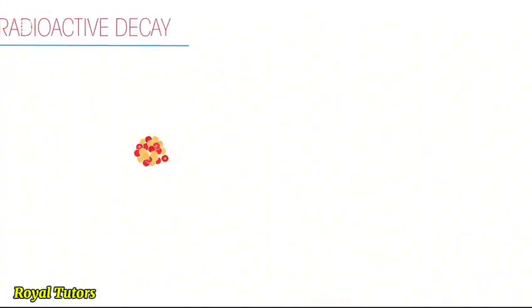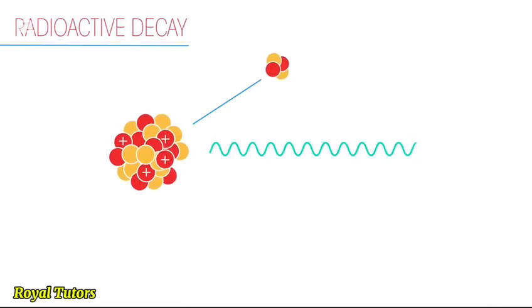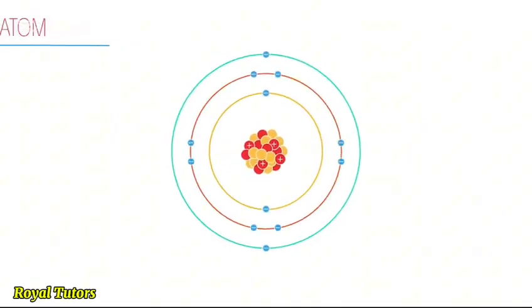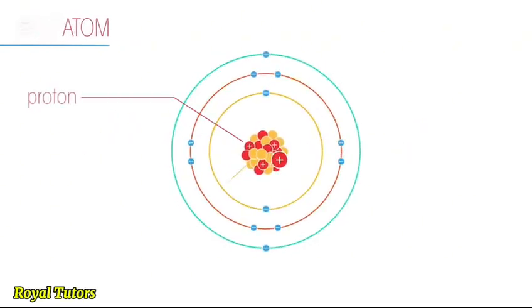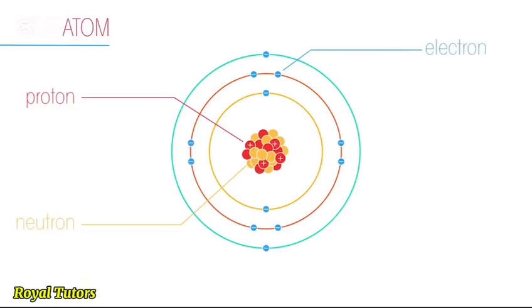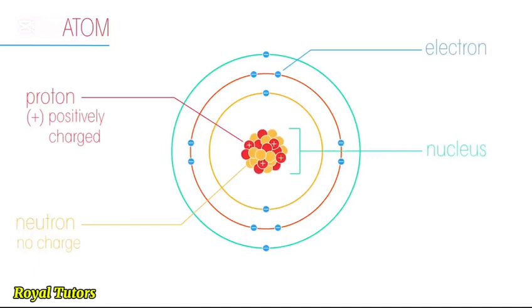In this video, we're going to learn about radioactive decay. An atom is composed of subatomic particles called protons, neutrons, and electrons. Positively charged protons and neutrons with no charge form the central nucleus. Negatively charged electrons orbit the nucleus.